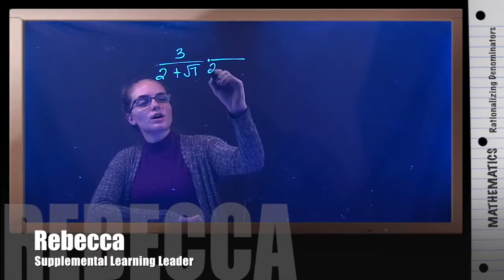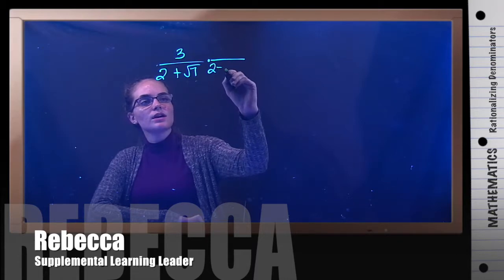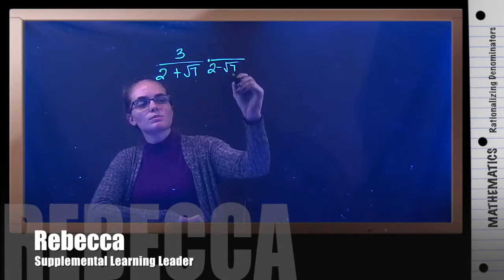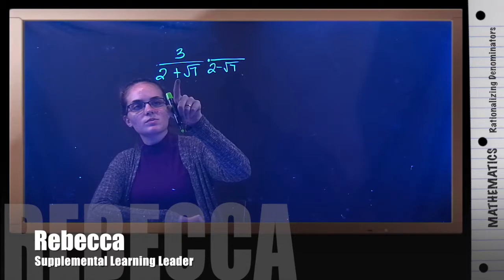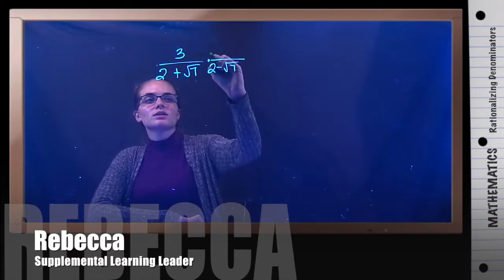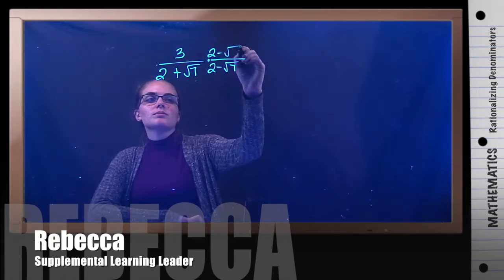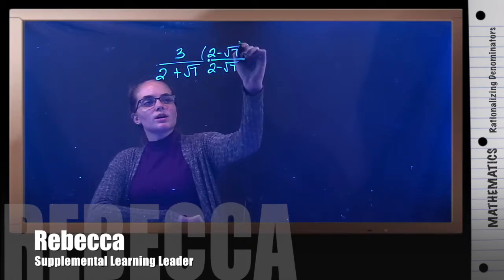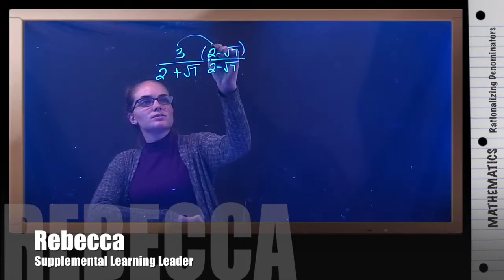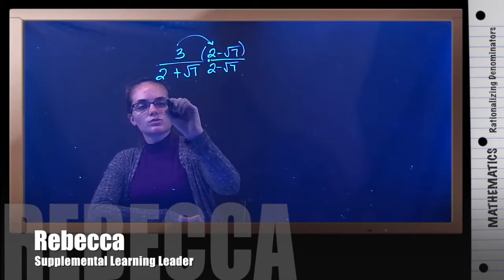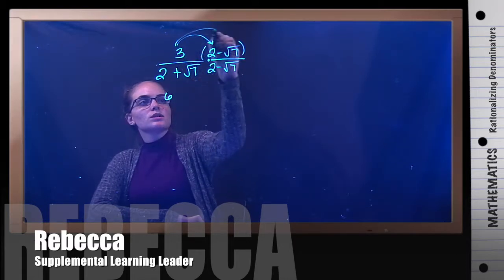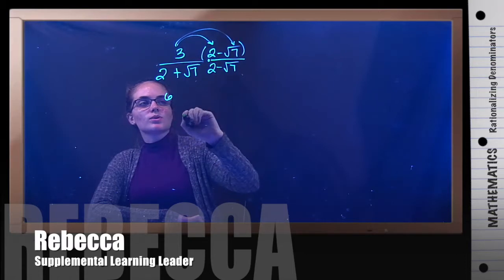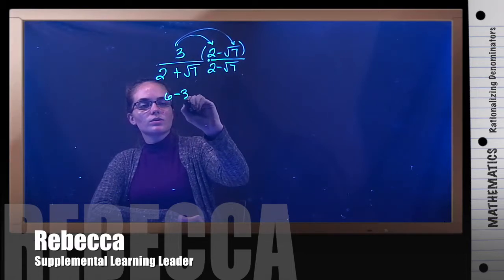So, the conjugate is the same thing, except you have to change the middle sign. So because this one's positive, you change it to negative. And you have to do that on the top and the bottom. Now I'm just going to multiply the top first because that one's easier. So 3 times 2 is 6. 3 times the negative square root of 7 is negative 3 square root of 7.